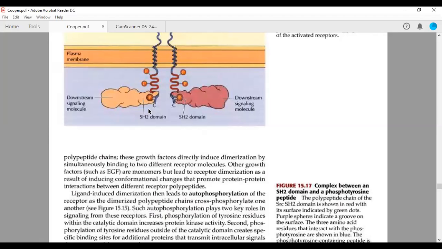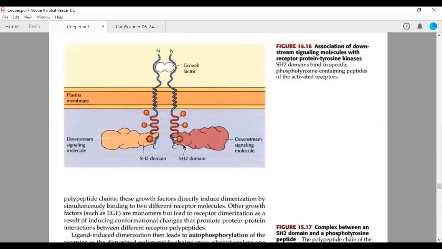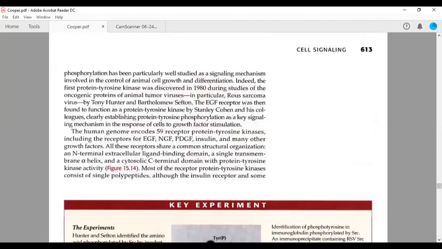You need to remember that specificity is one of the major characteristic features of signal transduction. It should be very specific, otherwise God knows what will happen inside the cell. So they are very specific, and specific interactions always happen.